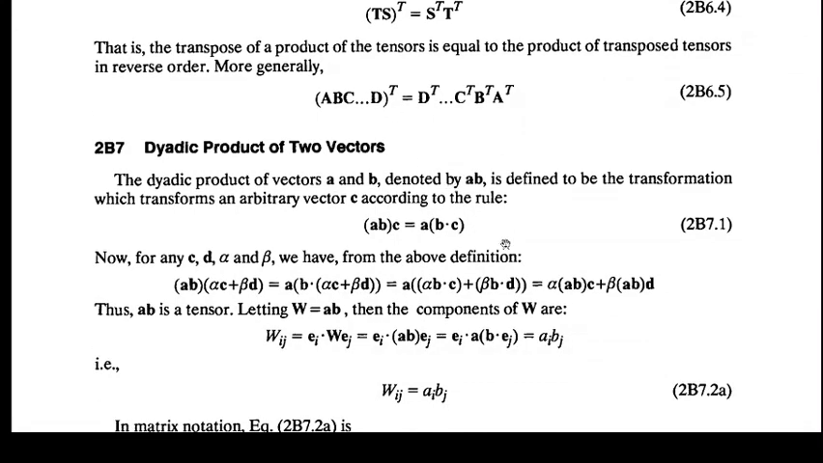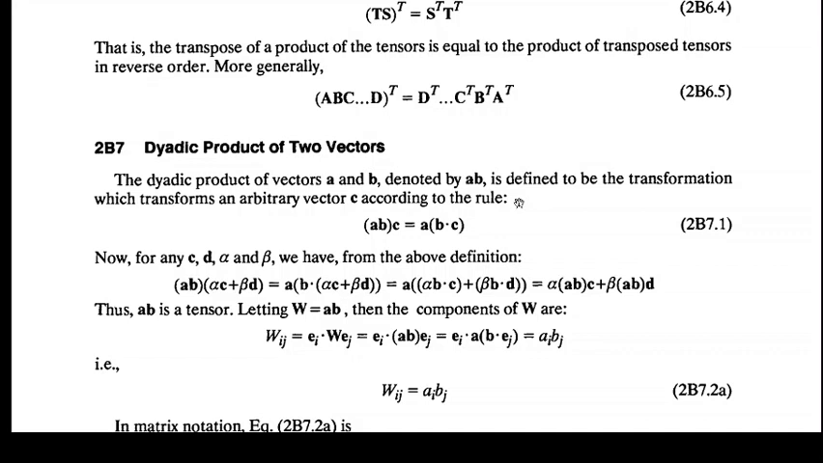Now, the dyadic product of two vectors. We have defined, if you have two vectors, then you can define the dot product, the scalar product. How will you define the dyadic product of two vectors? The dyadic product of A and B will be denoted by AB, and this is a transformation.